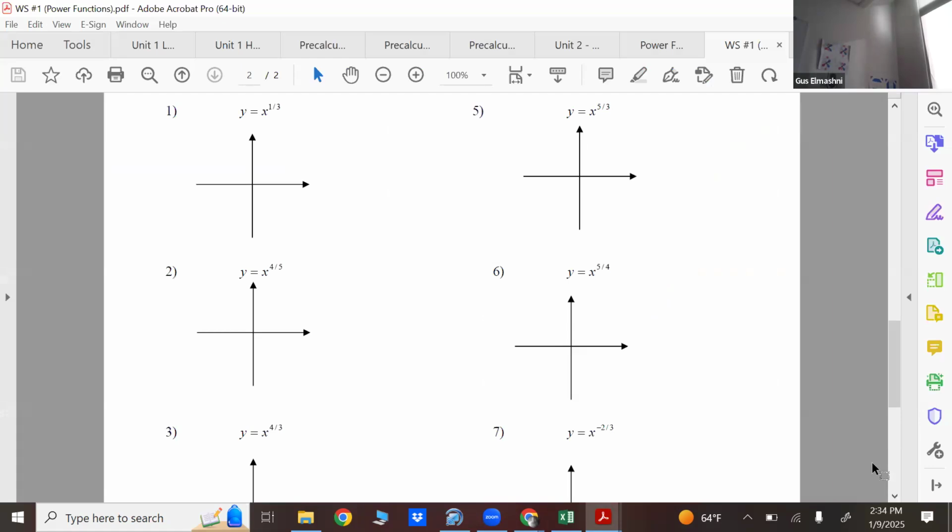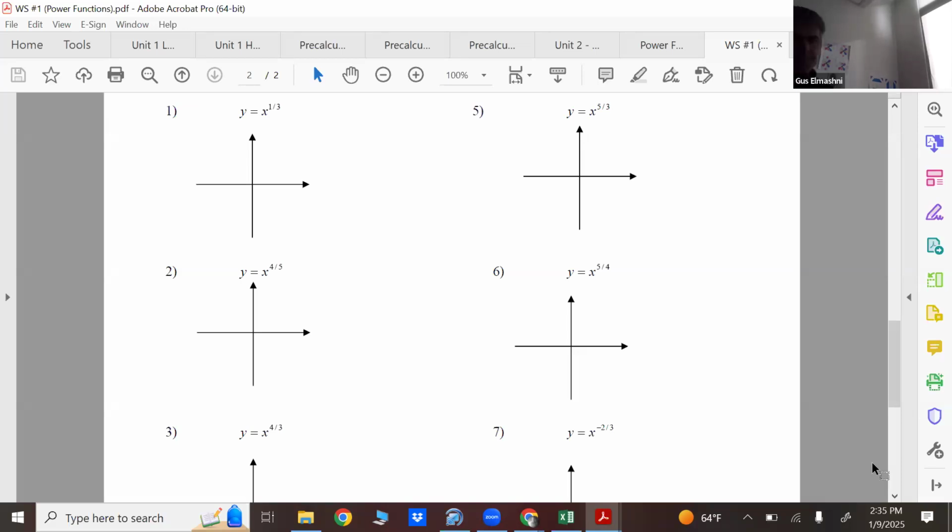Is this an odd or even function? That's what I should have said. You guys remember that? It's an odd function because if I replace x with negative x, the output becomes negative. Now this one, it doesn't really matter because you can't plug in negative numbers. Let me show you another one here.